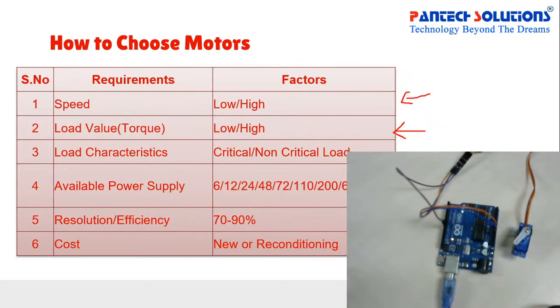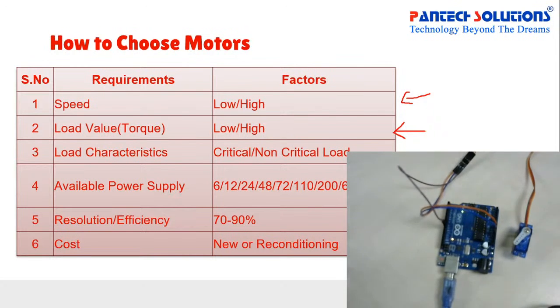I mean, what is the range of the load. For example, if you take a lift application, there will be 0% load, and the maximum might be 8%, or 16%, or 50%. So that is the maximum load, and based on that we have to choose it.